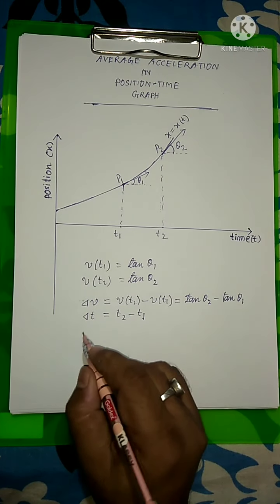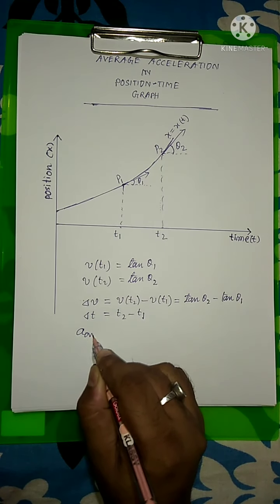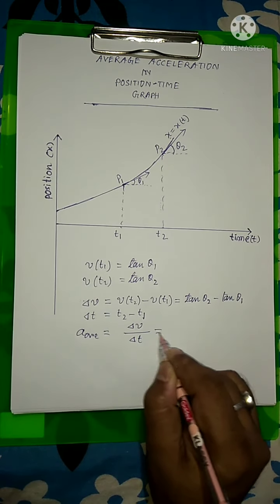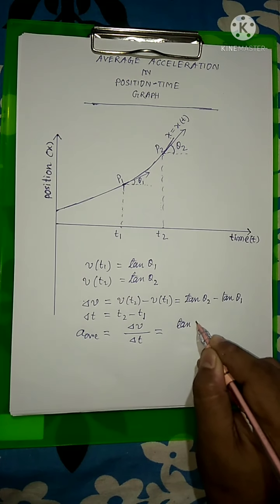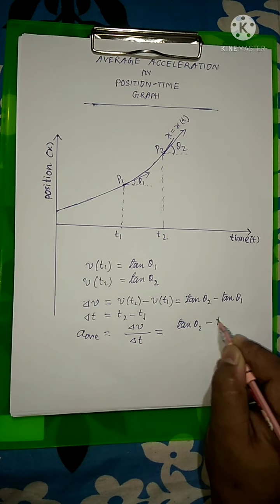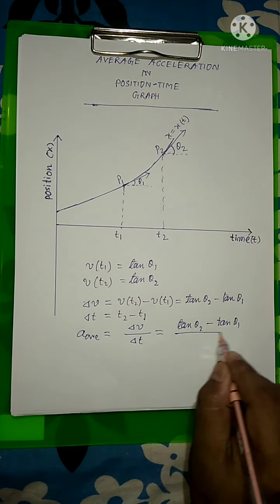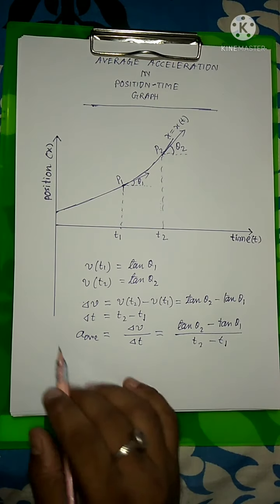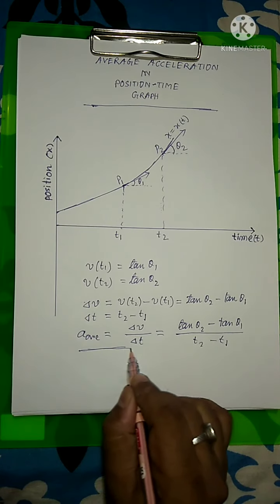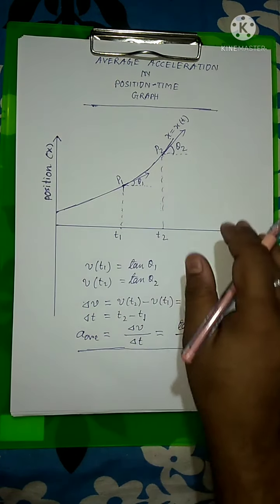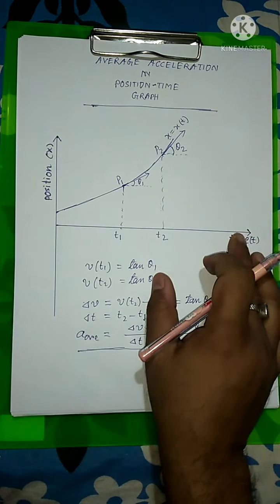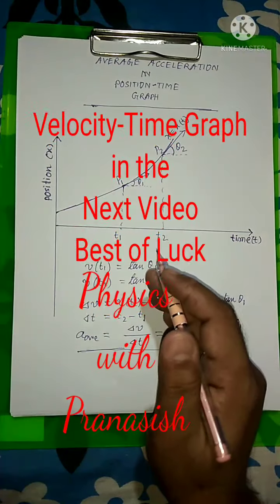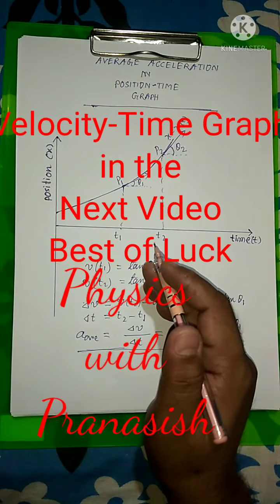Hence, the average acceleration a average is equal to delta v upon delta t, equal to tan theta 2 minus tan theta 1 divided by t2 minus t1. Thus, this is the expression for the average acceleration of the particle in the position time graph over a given interval. However, we get no information about the instantaneous acceleration of the particle in the position time graph.